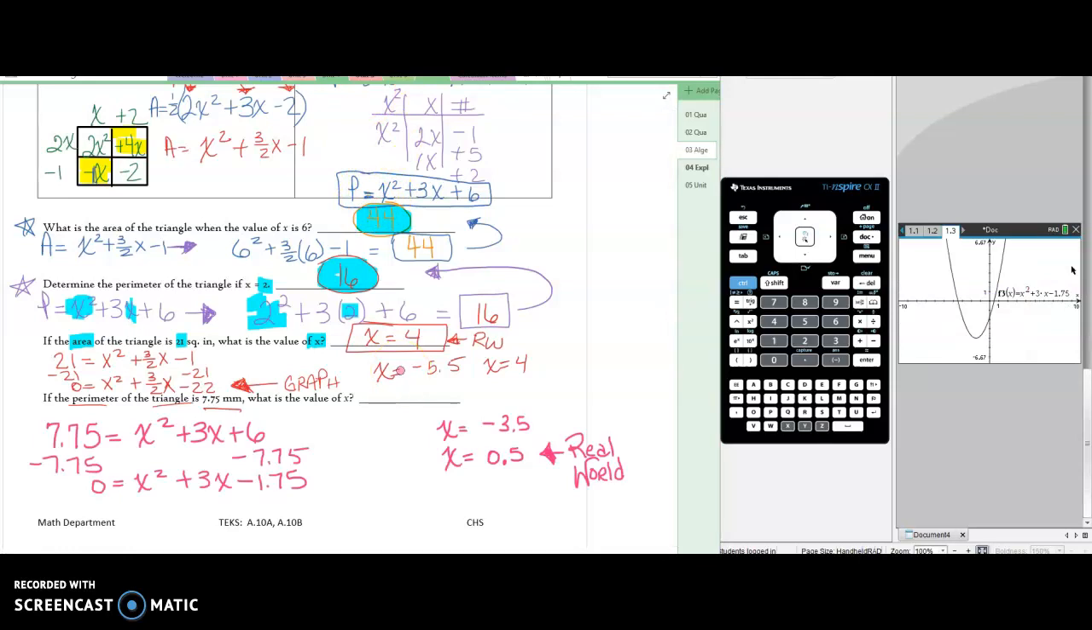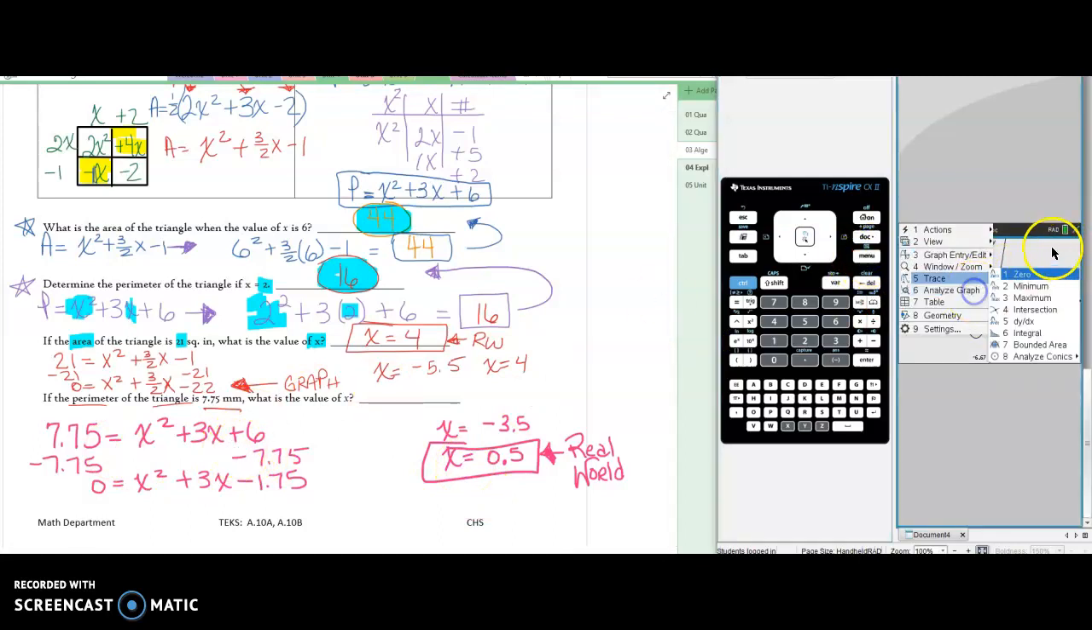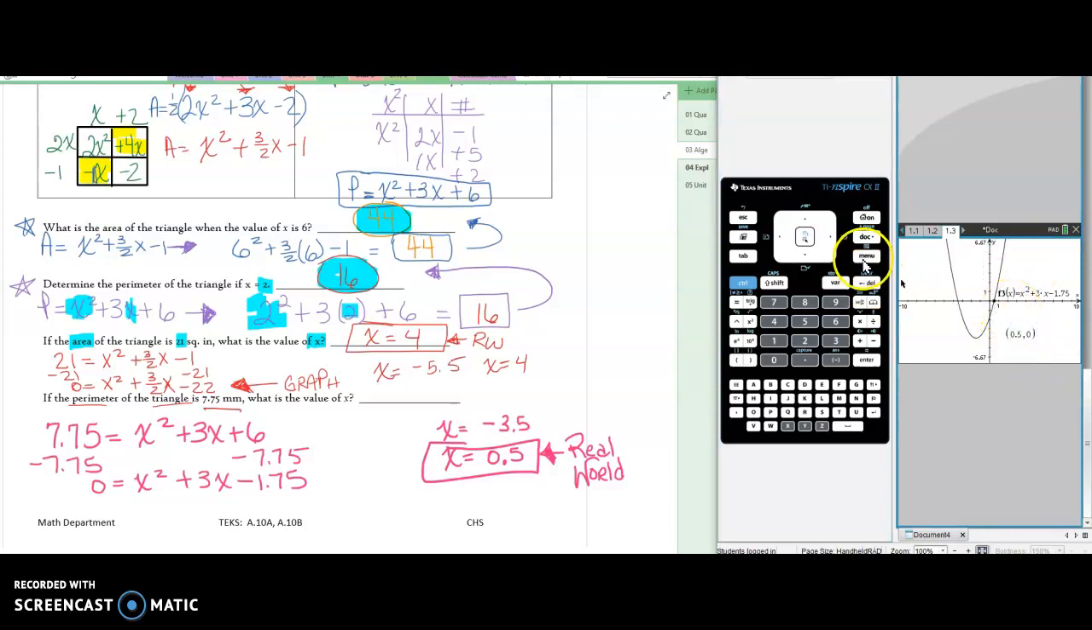All right, so this is our real world answer. x is equal to 0.5. Check this out and see how I got that. Here's my graph. You can pause that and look at that for a minute. We're going to analyze the graph. Menu, analyze, 0, click, drag, click. It's the only one that's positive, right?